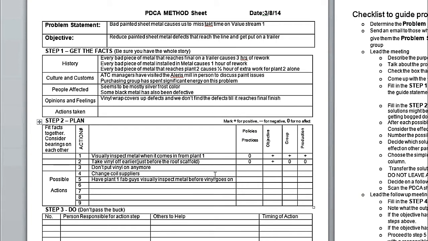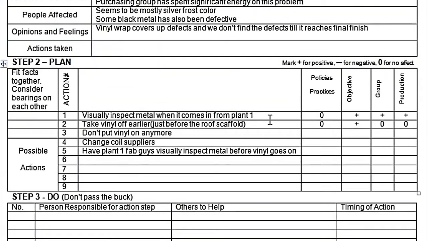Seventh important step is to rate the action steps. So in this case, visually inspect metal when it comes in from plant 1. No effect on policies and practices, so we put a 0. We think it is going to meet the objective, so we put a plus sign. Does positively affect this group in the meeting, and it positively affects production.